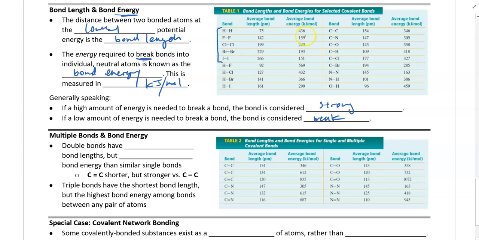What happens to your bond energy? Well, broadly speaking, it's not exactly perfect, but the further away they are from each other, the weaker the attraction is, because there's less energy required to break it down. Let's try this one out.